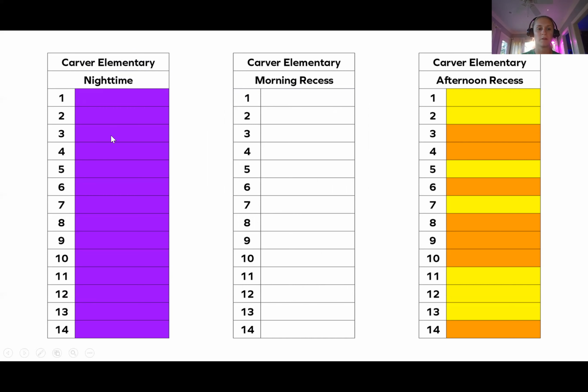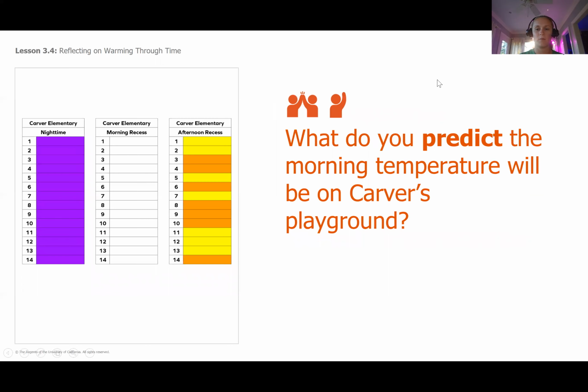Okay, so Carver looks pretty cold at nighttime. Okay, in the afternoon at recess, because they don't have morning recess, it seems to be warm or hot. Okay, what do you predict the morning temperature will be at Carver's playground? Remember, in the afternoon it gets warmer because the sun's been shining for longer.